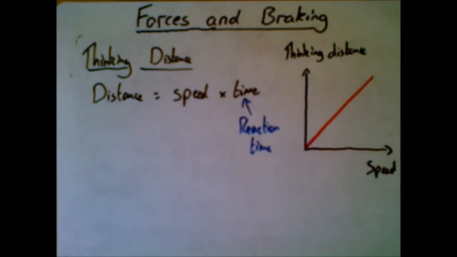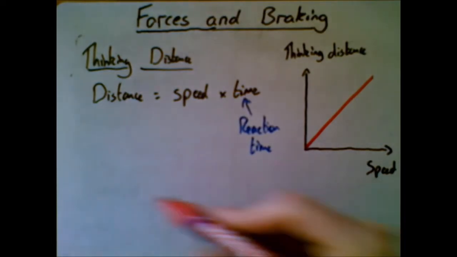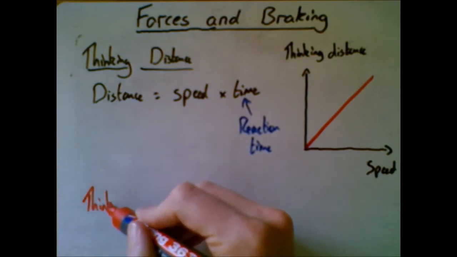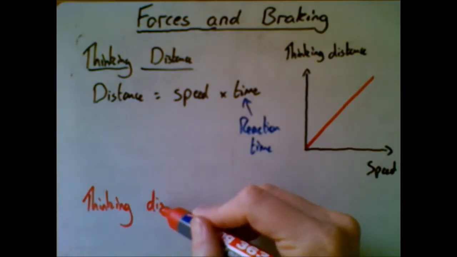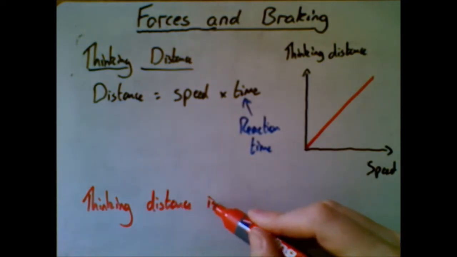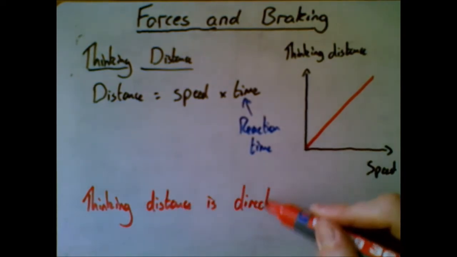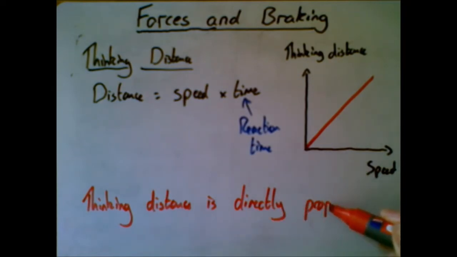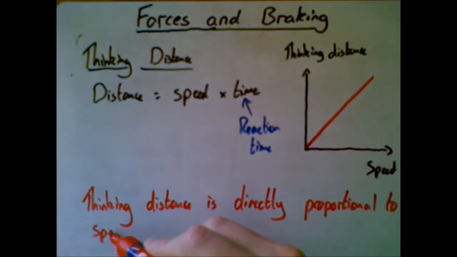Straight line through 0, you should be familiar with. That tells us that thinking distance and speed are directly proportional. So that is actually a conclusion we can write here. So thinking distance is directly proportional to speed. And what that just means is that if you double the speed, you double the thinking distance. And on a graph, it's a straight line through the origin. Okay, and that explains why the thinking distance goes up by the same amount each time.